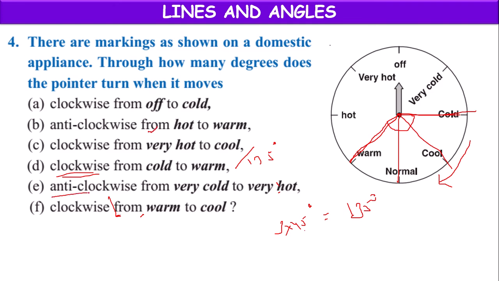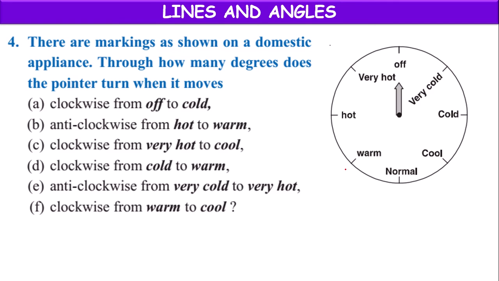Next, anti-clockwise from very cold to very hot. Very cold means this marking, to very hot, this marking. But in what direction? Anti-clockwise means in this reverse direction. Clockwise means this total angle would come, but anti-clockwise means only this angle we have to consider, which is equal to 2 parts, which is equal to 90 degrees.